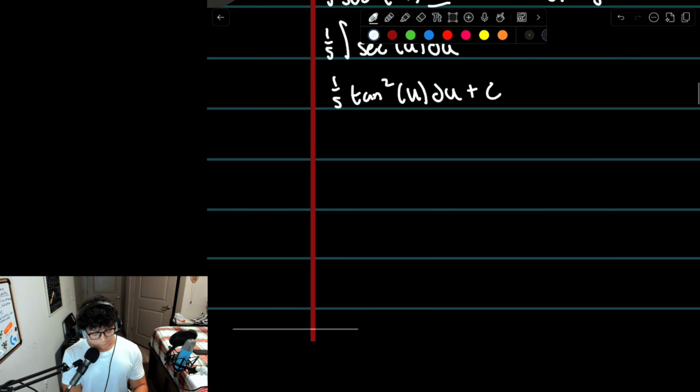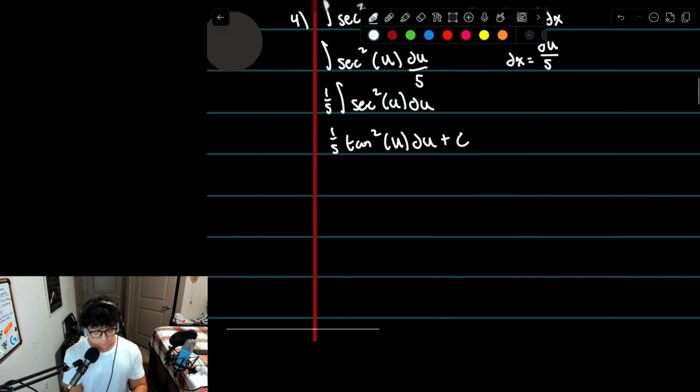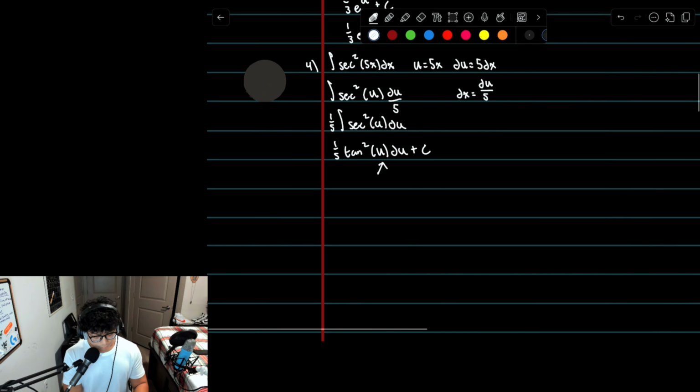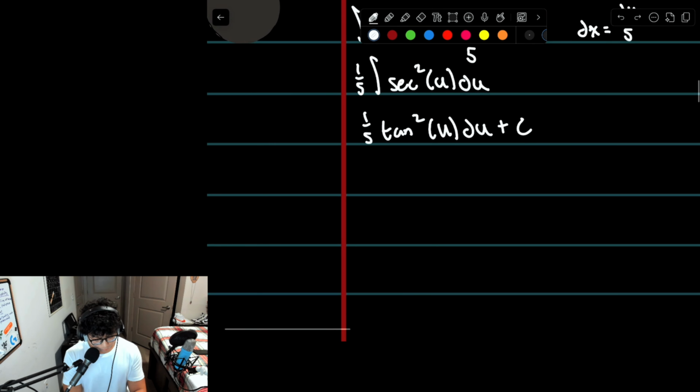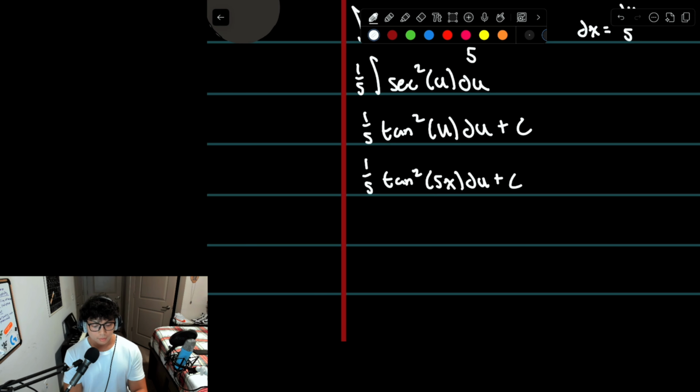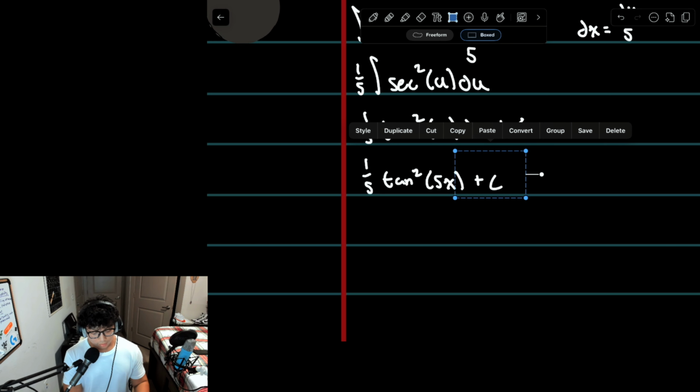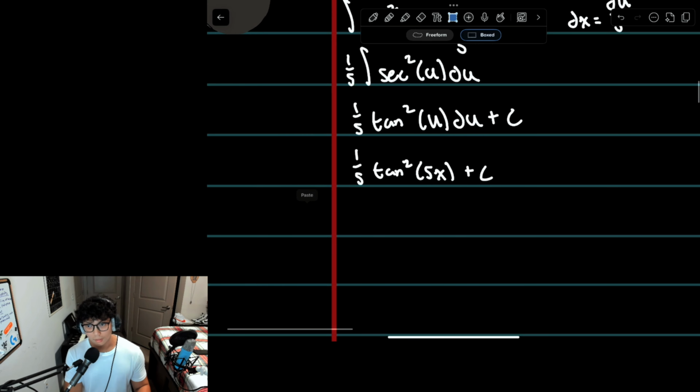And then from here, are we done? No. We need to replace our u, which is 5x. So our final answer is 1/5 tangent 5x plus c. Sorry, I wrote a du earlier by mistake. Now it's just 1/5 tangent 5x plus c.